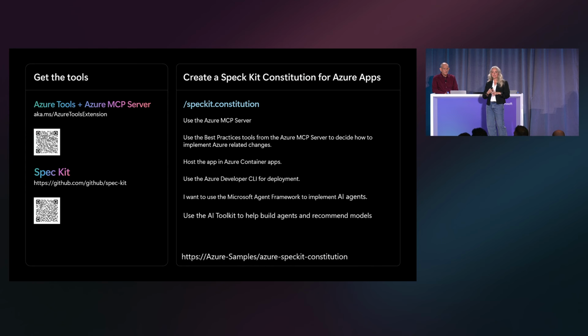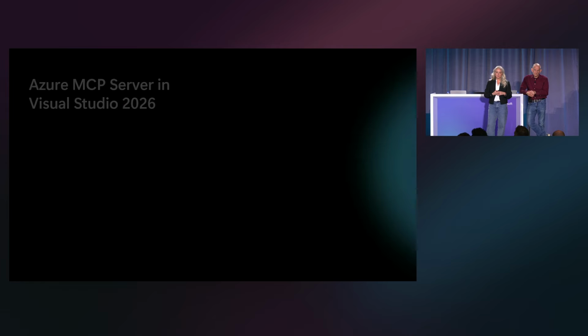So the Azure Tools extension will give you everything you need in VS Code to be successful on Azure. It includes the MCP server, and also includes all of our extensions for App Service, Functions, and Container Apps. If you get that extension pack, it stays updated and you always have the latest, greatest tools. And then Spec Kit, that's a repo. You go there, you get the tool and start it out. Here's an example of a starter constitution prompt for building your Azure constitution. And you can also get the one that we posted on GitHub.